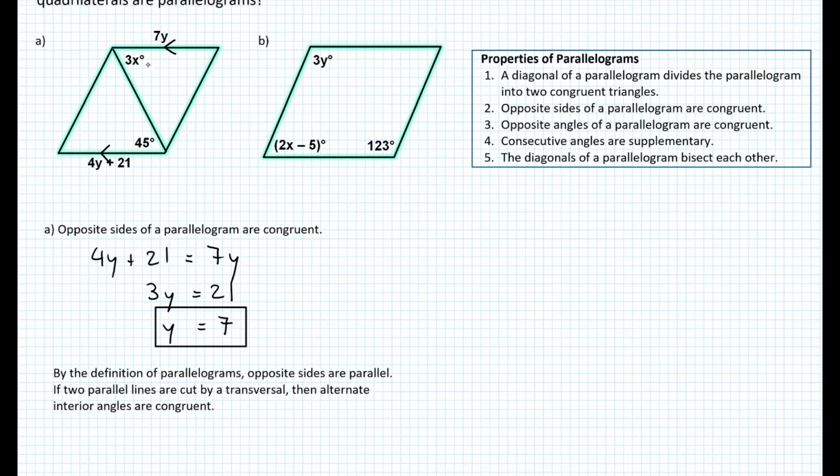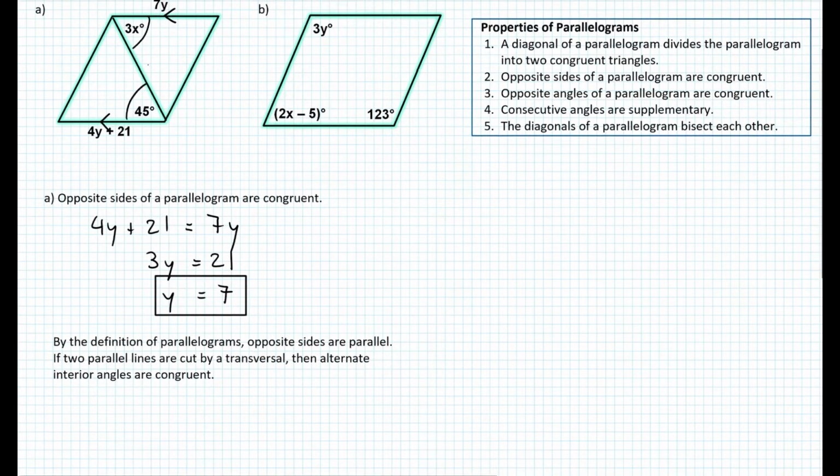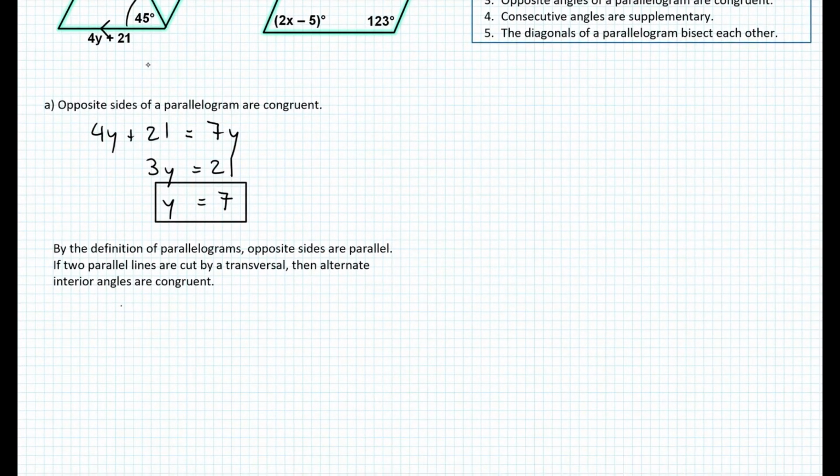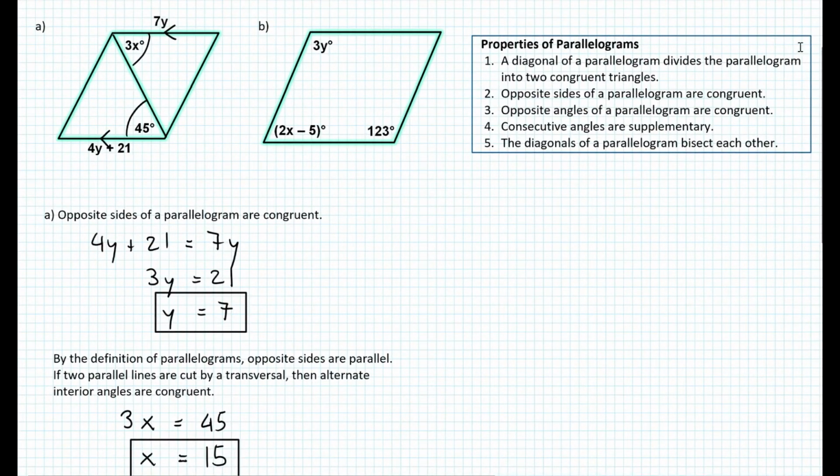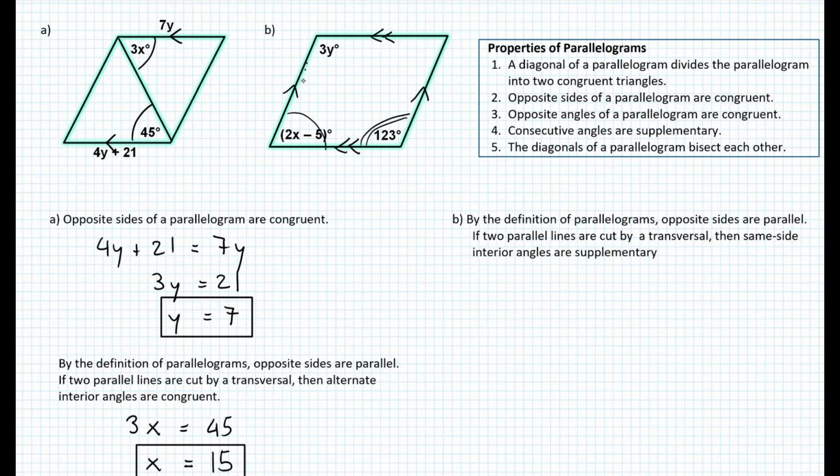And now we know that these two angles here, 3x and 45 degrees, must be congruent. So now we can just simply write that 3x must be equal to 45, and we end up with a value of 15. And that is basically the x value here. Okay, so we did find the x and the y value for part A. What about part B?